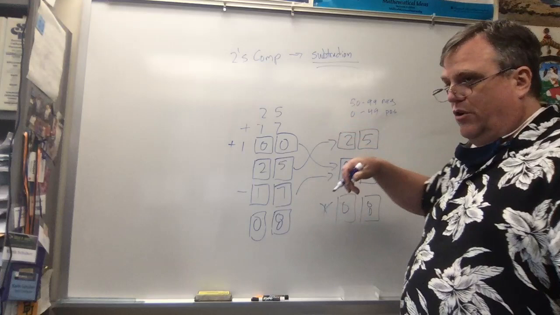Okay, 17. 17 is odd, so it'll have a remainder of 1. Divided by 2 gives me 8. 8 is even. Divided by 2 gives me 4.